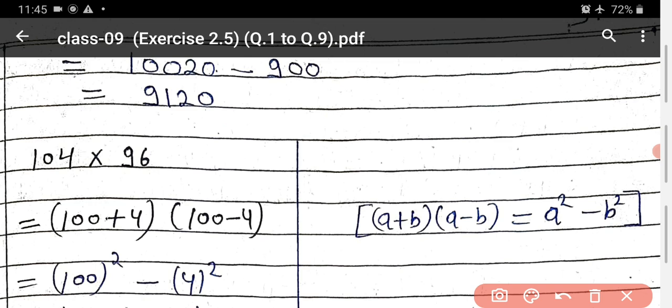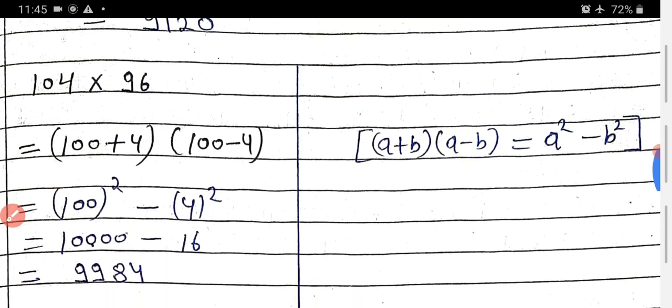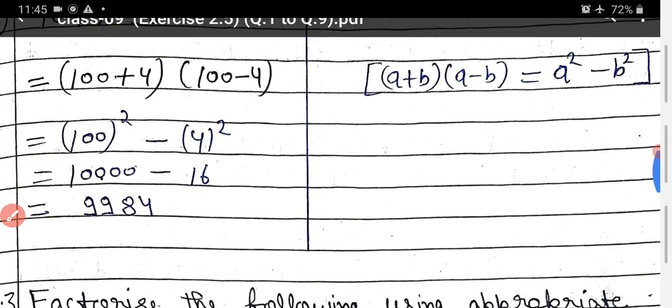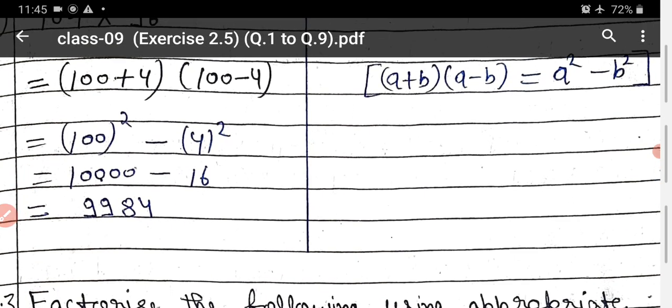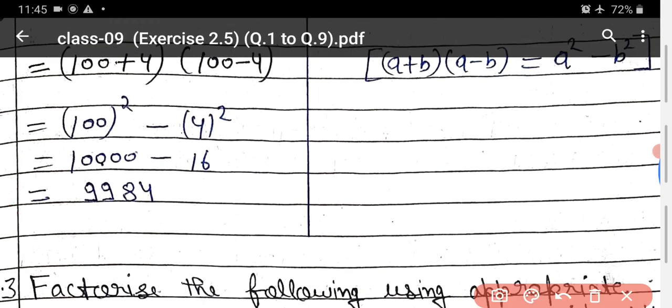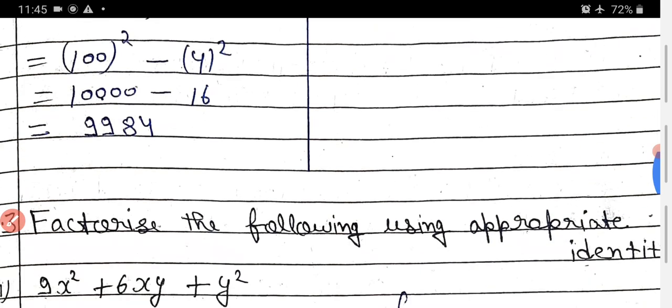Okay, now 104 times 96, so right here 100 plus 4 and 100 minus 4. So when you do like that, it will become a plus b and a minus b. So right here a square minus b square. When you solve, you get here 10,000 and then 16. So when you subtract, you will get 9984. Directly you will get your answer by using that property. Okay, now come to the next question.